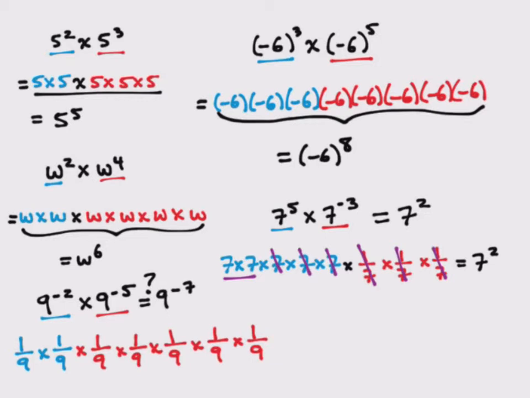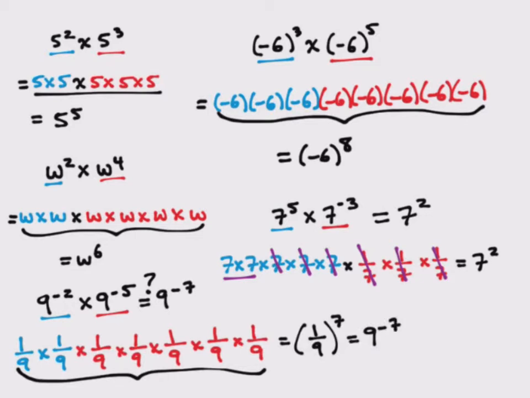All right, and it appears to me that we've got 7 1/9's. So what I think we have is 1/9 to the 7th power. And note that this is the exact same thing as 9 to the negative 7th power. And so indeed, our property held again.